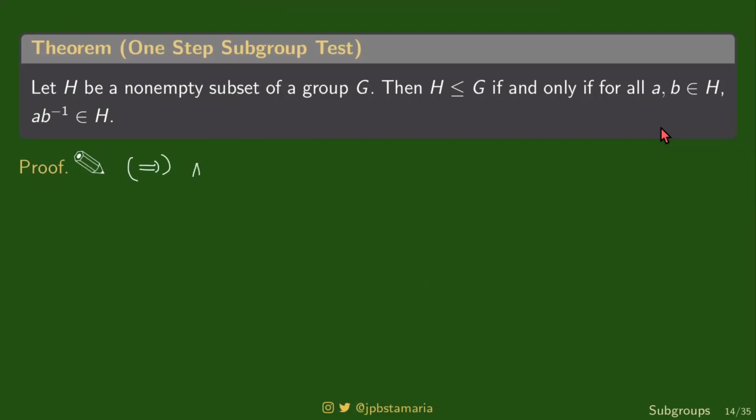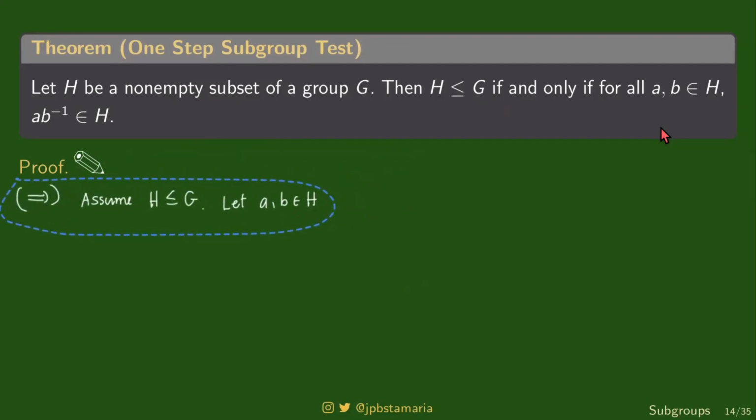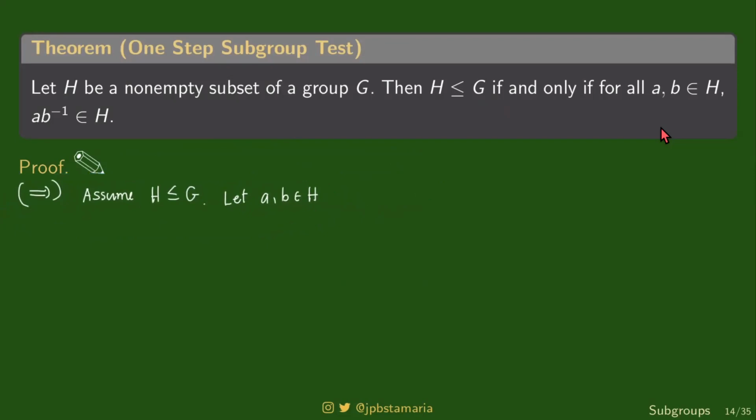So assume H is a subgroup of G. Let A and B be elements of H. So I think isulat ko dito para makasave tayo ng space, okay? Let A and B be elements of H.